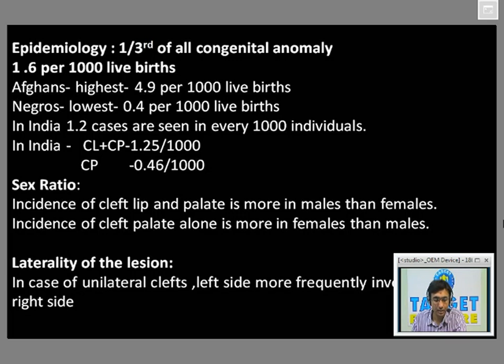Now laterality. In unilateral clefts, the left side is more frequently involved than the right side. Like, a patient born with a cleft is more likely to have a left-sided cleft than a right-sided cleft. Of all the anomalies we study, whether it's cleft palate or microcephaly, anencephaly, there are many congenital anomalies, and 1/3 of all these congenital anomalies are contributed by clefts.